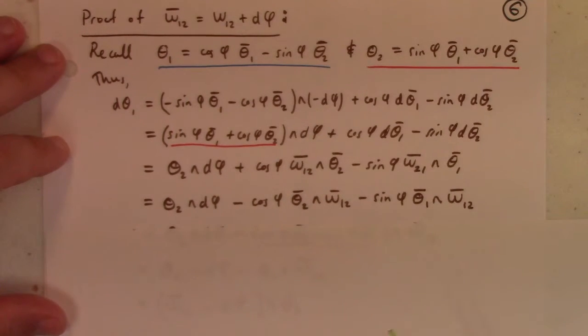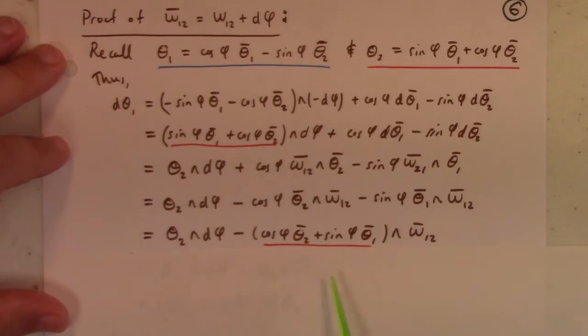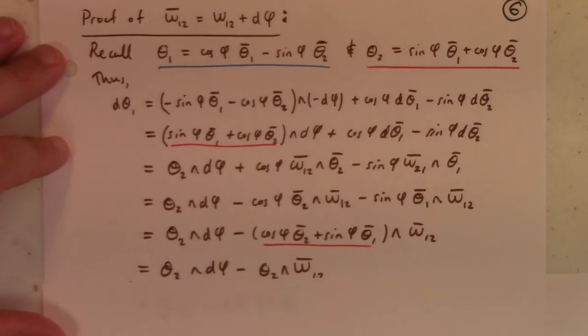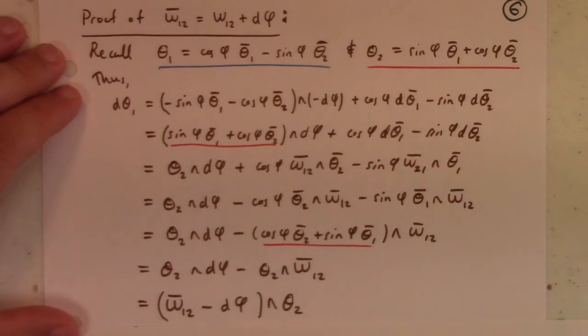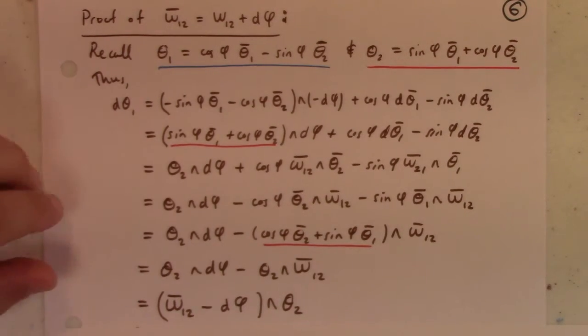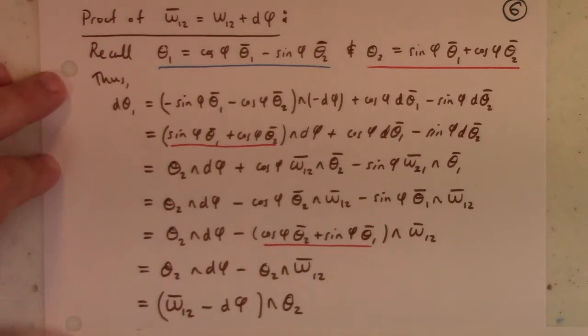But if you factor out the omega 1 bar term, you get this, all right, but that is exactly theta 2 again, so you got theta 2, you got theta 2, you got d phi, you got omega bar 1, 2, and so when you factor out then the theta 2 using the properties of the wedge, it gets me a minus because I had to change the order, right? I get d theta 1 is omega bar 1, 2 minus d phi, wedge theta 2, which is pretty nice because that's almost what we were trying to show.